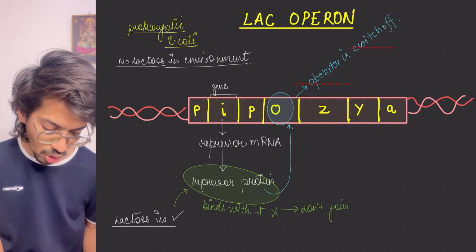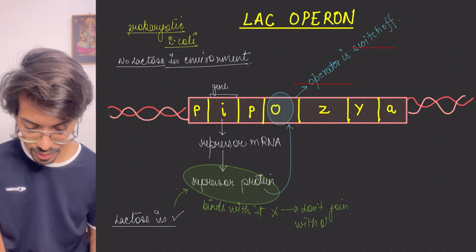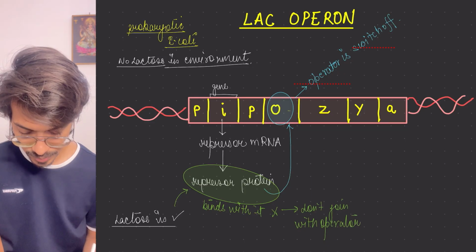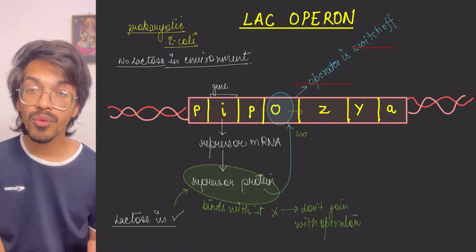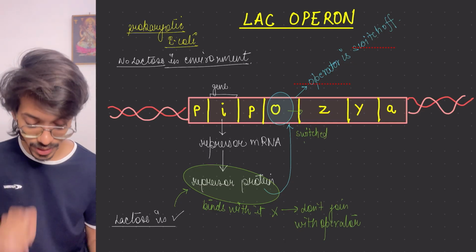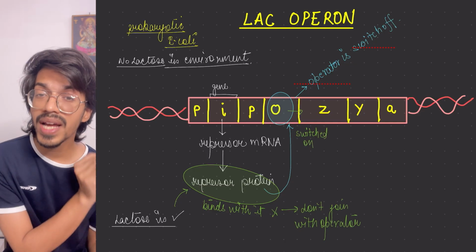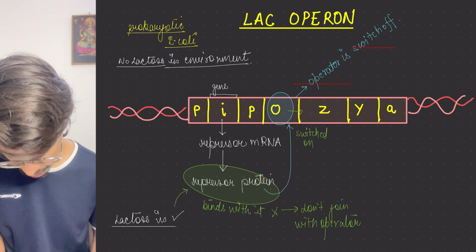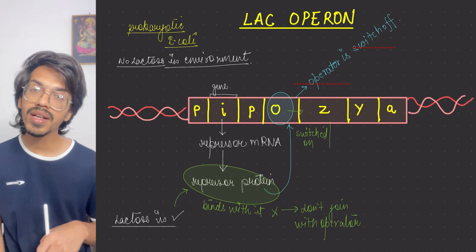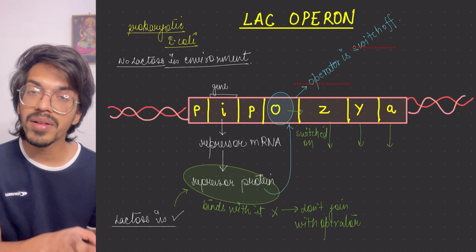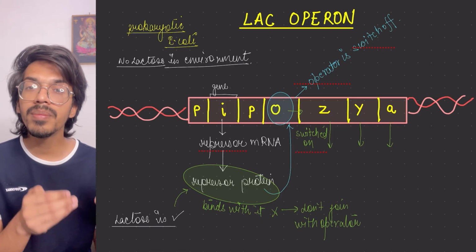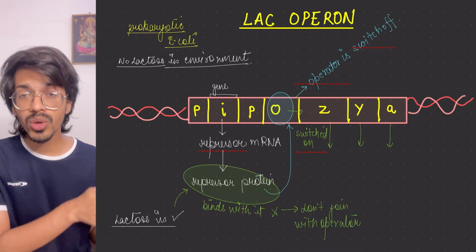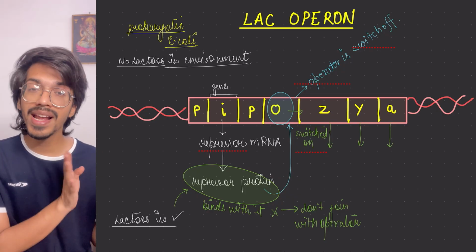And if it is not joined with the operator, then what will happen? This will be switched on. And when it is switched on, what will happen? This ZYA will release what? They will make its RNA. And what will the RNA make? It will make proteins or enzymes which will help in digestion.